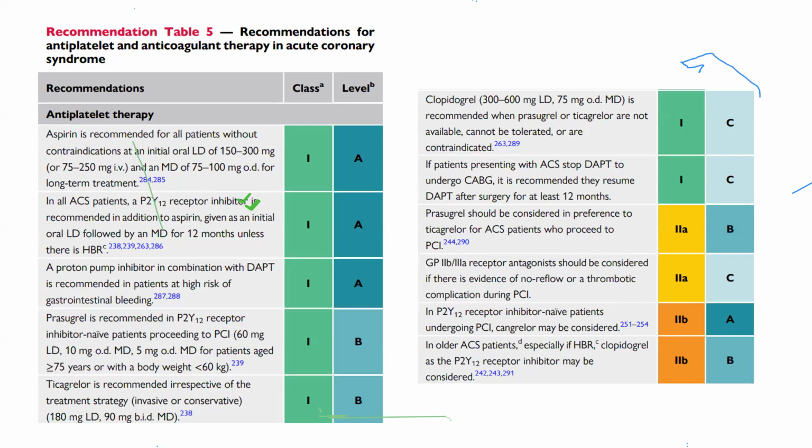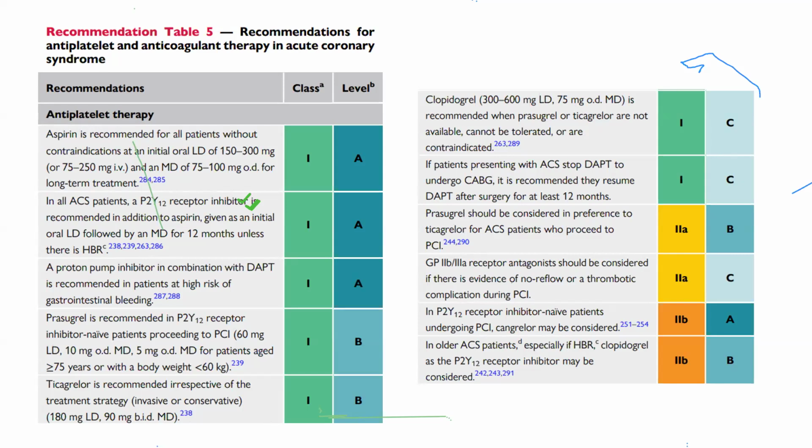Clopidogrel with a loading dose of up to 600 milligrams and maintenance dose of 75 is recommended when prasugrel or ticagrelor are not available or cannot be tolerated or are contraindicated. Clopidogrel is a prodrug. It has the lowest bleeding risk when compared to the others and the lowest antithrombotic benefit compared to the others. In patients presenting with ACS who stop dual antiplatelet therapy to undergo CABG, it is recommended they resume after the surgery for 12 months. So these are the new ones that were added that I mentioned earlier.